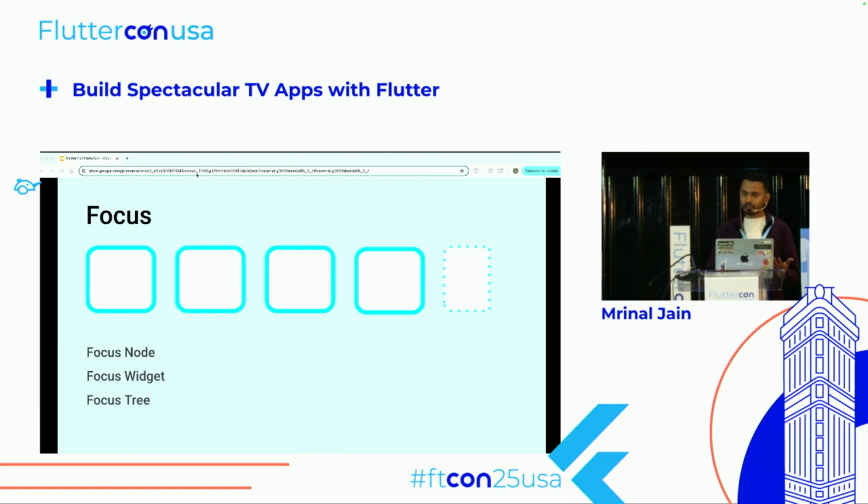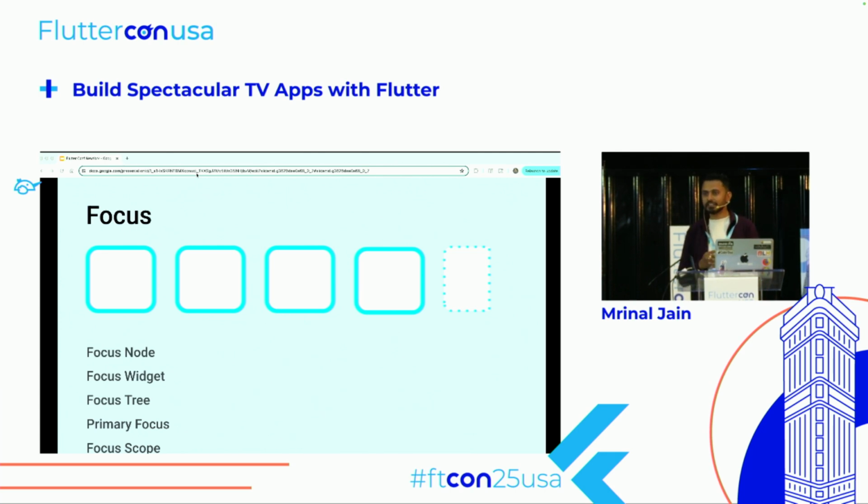The next thing is the focus tree. What Flutter does on the backend is create a tree out of all the widgets which have focuses. That is what the focus tree is called. Then we have the primary focus: the node which has the current focus is known as the primary focus. And then the last thing is the focus scope.